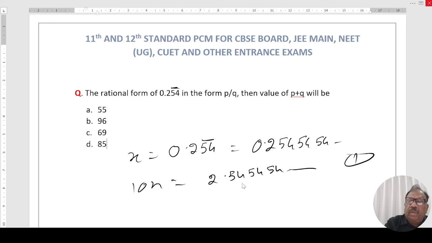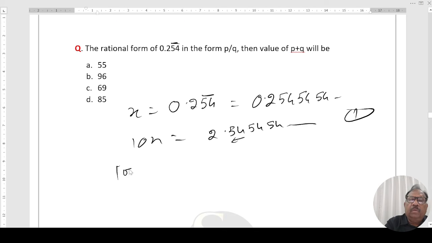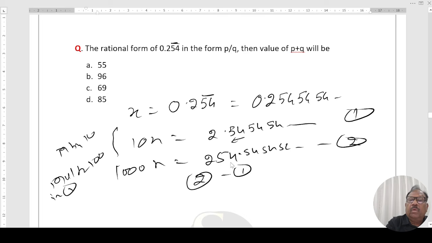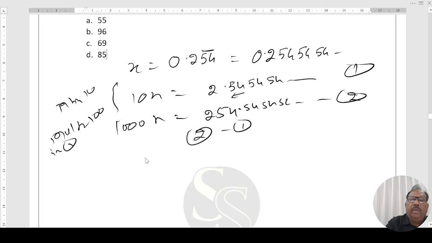Then shift, since 54 is repeating, multiply by 100. So this becomes 1000x equals 254.545454. First I multiplied by 10, then multiplied by 1000, in equation 1. So subtracting 2 minus 1, 1000x minus 10x comes out to be 990x equal to 252.